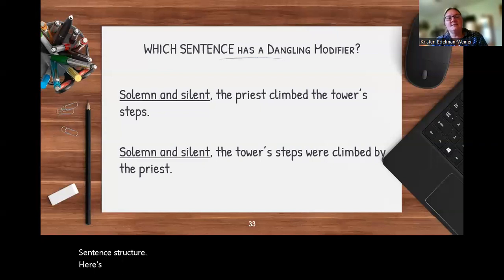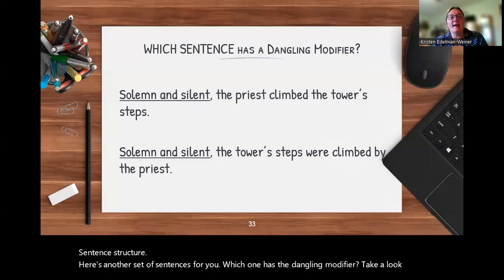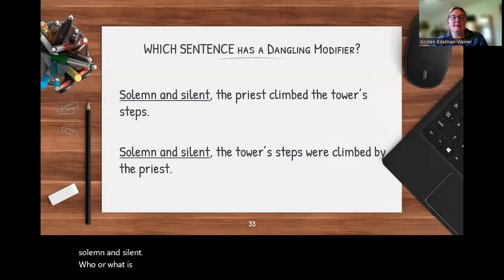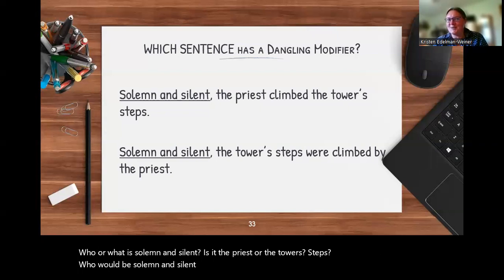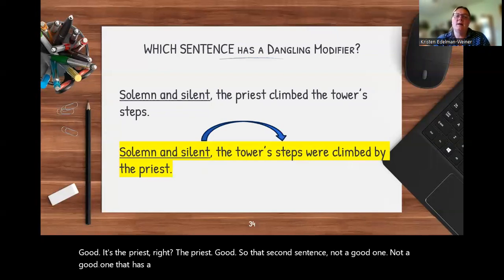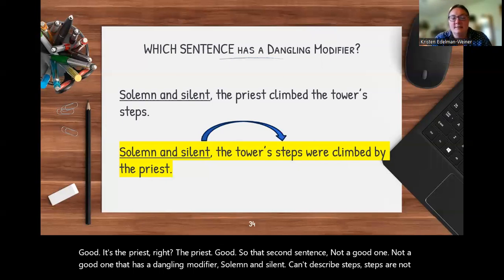Here's another set of sentences for you. Which one has the dangling modifier? Take a look. "Solemn and silent." Who or what is solemn and silent? Is it the priest or the tower's steps? Who would be solemn and silent? Do you remember the word solemn? Good. It's the priest, right? The priest. Good. So that second sentence, not a good one. That has a dangling modifier. "Solemn and silent" can't describe steps. Steps are not solemn and silent. People are.